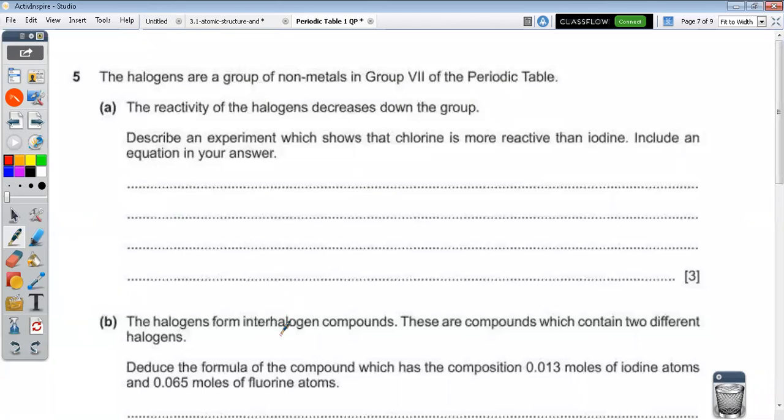Now, there we have done this. Halogens are a group of nonmetals. They're actually giving you a clue. In group 7 of the periodic table, the reactivity of the halogens decreases down the group. Describe an experiment which shows that chlorine is more reactive than iodine. Include an equation in your reaction. So what can you do?